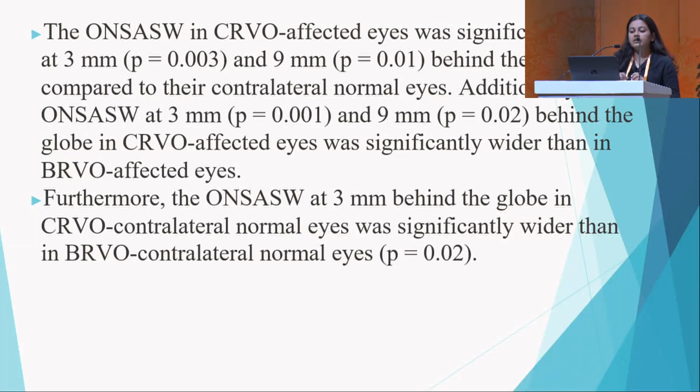So the optic nerve subarachnoid space width in CRVO affected eyes is significantly wider at 3 mm and 9 mm behind the globe as compared to the contralateral normal eyes. Additionally, the optic nerve subarachnoid space width at 3 and 9 mm behind the globe in CRVO affected eyes was significantly wider than in the BRVO affected eyes. Further, the width at 3 mm behind the globe in CRVO contralateral normal eyes was significantly wider than the BRVO control group.